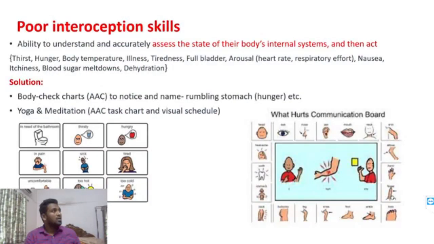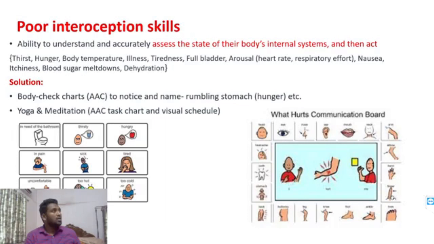We next have poor interoception skills. It is the ability to understand and accurately assess the state of their body's internal systems. Most of the time, our children don't understand whether they're hungry, thirsty, want to go to the toilet, feel some pain, have a full bladder, or are anxious. They're not feeling good, and they don't understand. Not only expression, they don't understand it. So if they don't understand, you might see them hurt, maybe bleeding, and they don't even express it. When you ask, did you hurt somewhere, they don't care because they don't understand it.